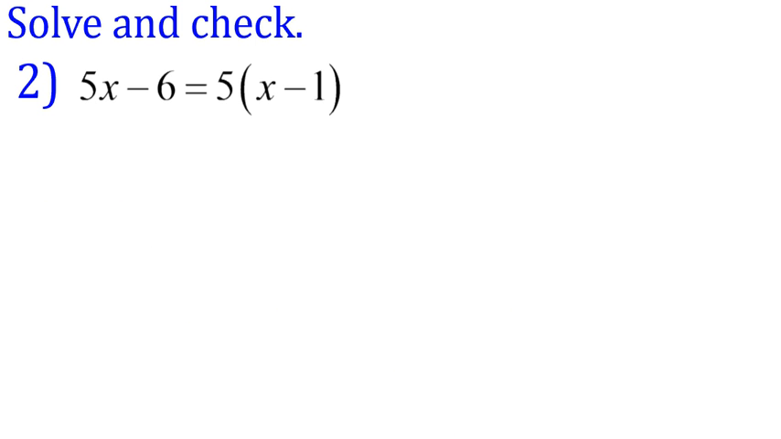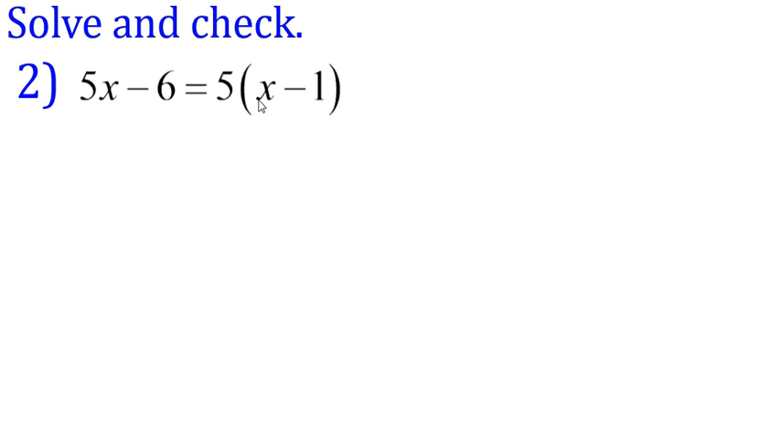Here's our second example. We have 5x minus 6 equals 5 times the quantity of x minus 1. So again, thinking about our steps from before, are there any fractions to eliminate? No. Do we have any multiplication over addition or subtraction? Yes, we do right here. So we're going to have to distribute this and see what we're working with.